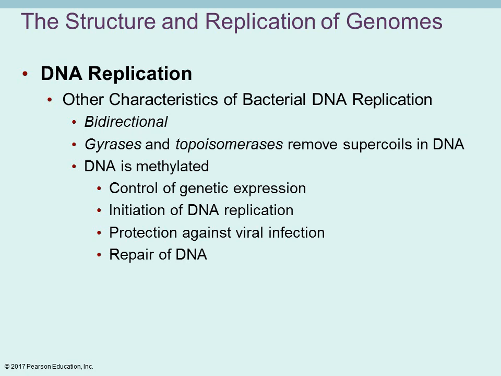DNA polymerase, because it is circular, it's bidirectional, meaning it starts from that origin and it will move both to the right and left from there. DNA is methylated, meaning you put a methyl group on the end. It helps to control the genetic expression. It helps to protect it and is involved with repair.